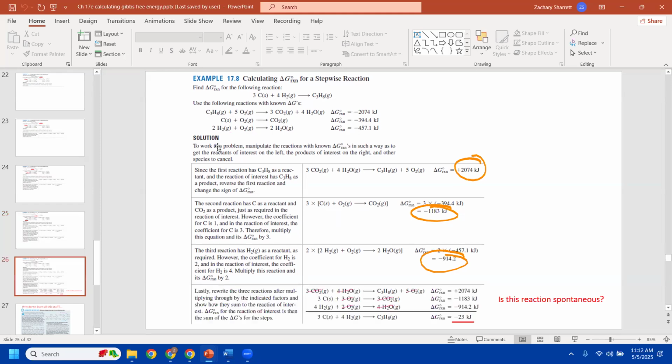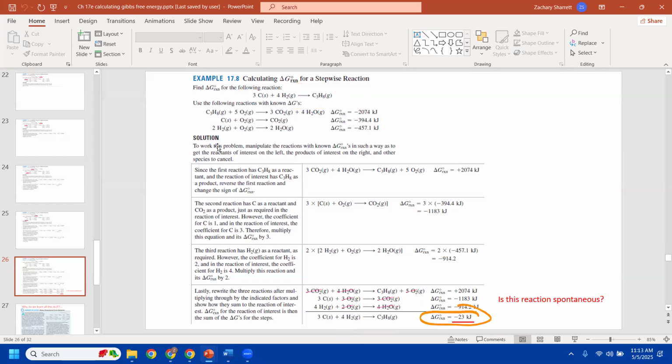You could just add these 3 values, but what you should do is add up all the reactions after you manipulate them. Look at the things that canceled. CO2 canceled, 4 waters canceled, 2 plus 3 oxygens canceled. These 5 oxygens, all we're left with is 3 carbons, 4 hydrogens, and one propane. Is that what we wanted? Yes, it is. So all we did was add up these 3 things over here. That gives us negative 23 kilojoules.